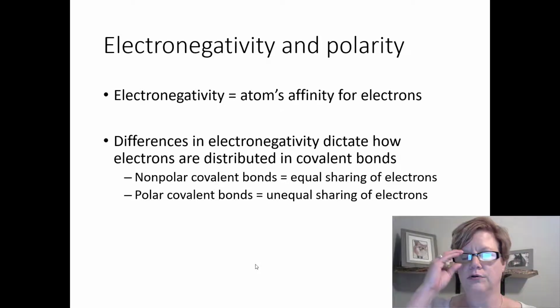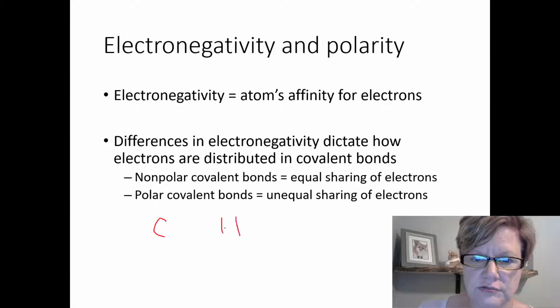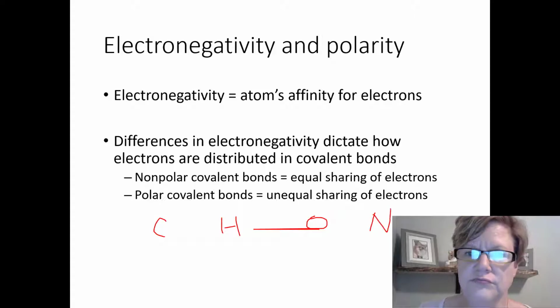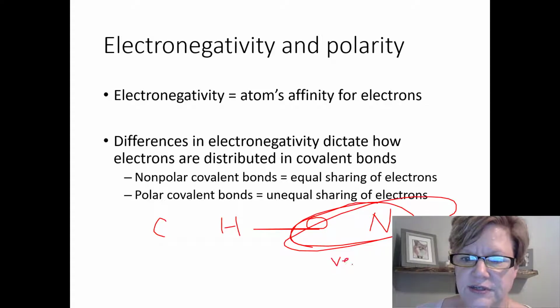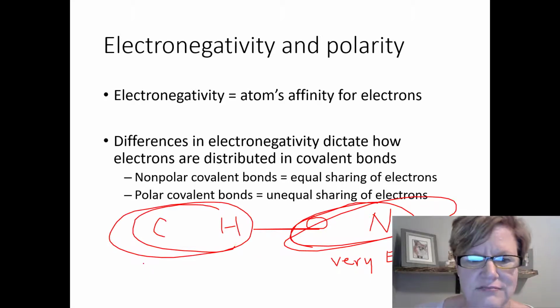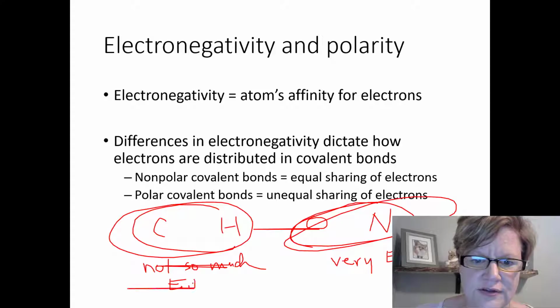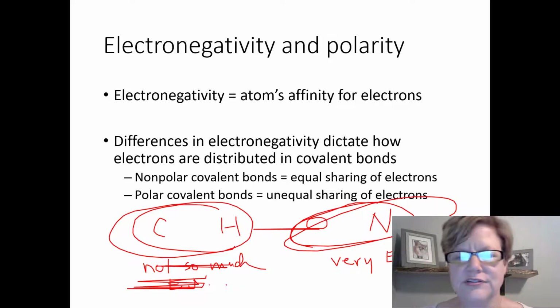So we said that our 4 most important atoms were carbon, hydrogen, oxygen, and nitrogen. What if I tell you that oxygen and nitrogen are very electronegative? They really want electrons. I'm just going to put very, En. And carbon and hydrogen are not as electronegative. Okay, so oxygen and nitrogen are strongly electronegative. Carbon and hydrogen, not so much.